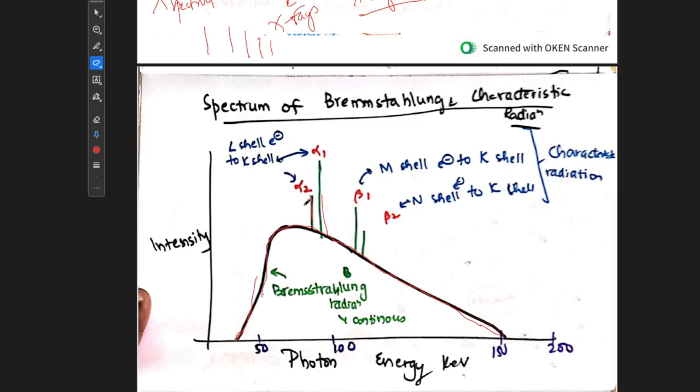Alpha 1 and alpha 2 characteristic radiations are produced when the electron transits from the L shell to the K shell, and M shell, whereas beta 1 energy is produced when an electron transits from the M shell to the K shell, and beta 2 energy is produced when the electron transits from the N shell to the K shell. So these are the different types of characteristic radiations which are produced.